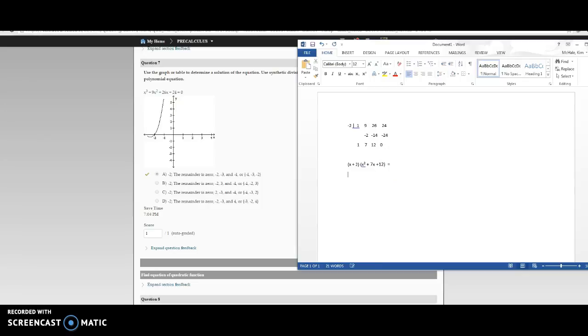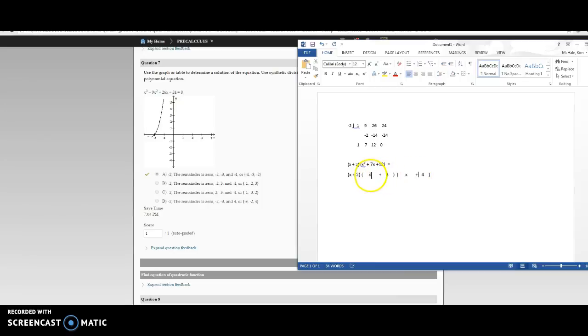I can factor that. So I have x plus 2. And then I'm going to go ahead and factor this equation. So I know I have x and x, because x times x gives me x squared. And then I need factors of 12 that add to 7, and that's going to be +3 and +4.